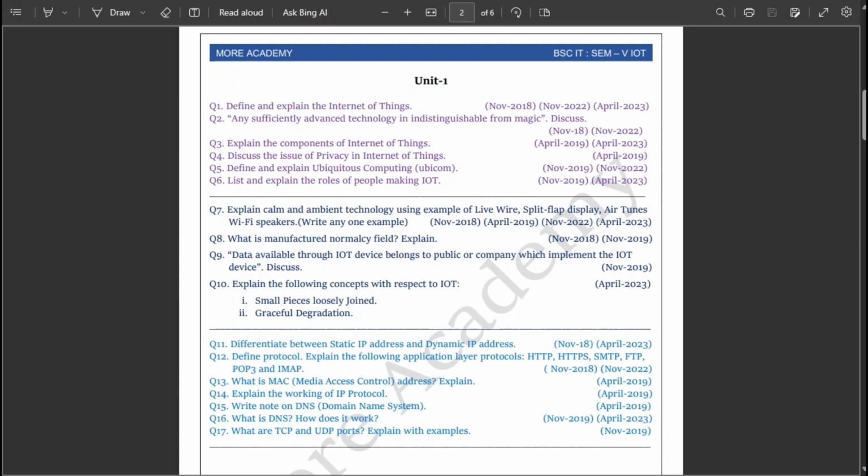In third chapter, you should concentrate on topics such as static IP address and dynamic IP address, MAC, DNS, TCP, UDP. So the important questions are 11, 12, 16 and 17. And remember students, your answer length should be of minimum 2 pages.